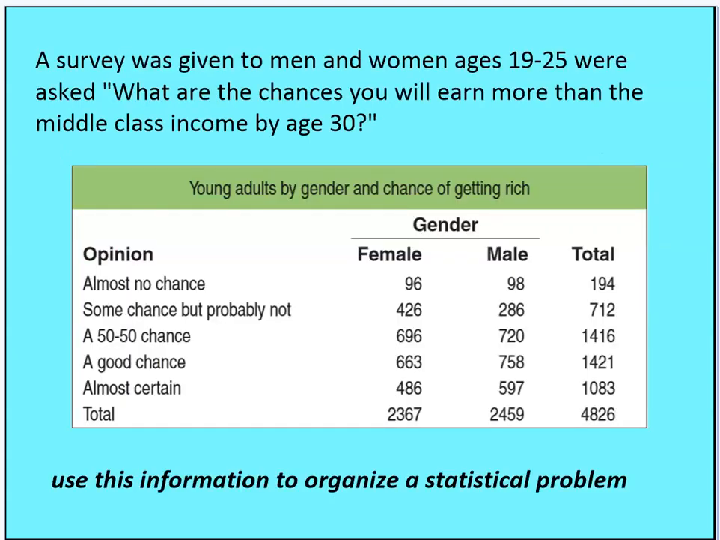A survey was given to men and women aged 19 through 25, and they were asked, what are the chances you will earn more than the middle class income by age 30? And the totals were given by gender, female and male, as a frequency: almost no chance, some chance but probably not, 50-50 chance, good chance, almost certain, and then the total count for each. And we want to use this information to organize a statistical problem.